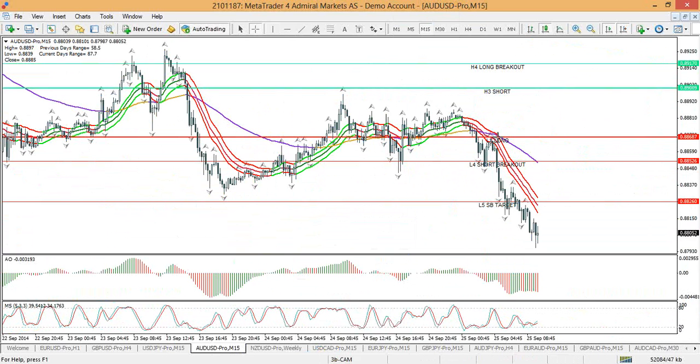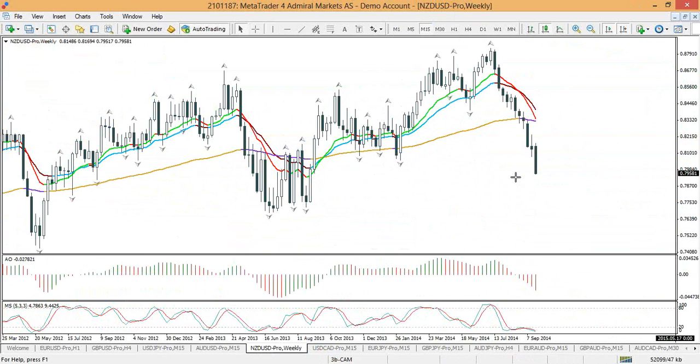Either upon the hook back of the L3, L3 becoming resistance, or upon the break of L4, which is a bit lower. The hook back at the L3 was perfect though. 60, 67 pips downwards from there.